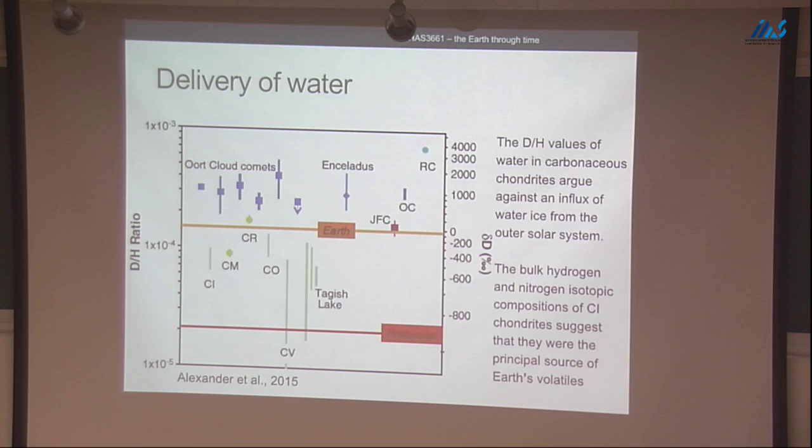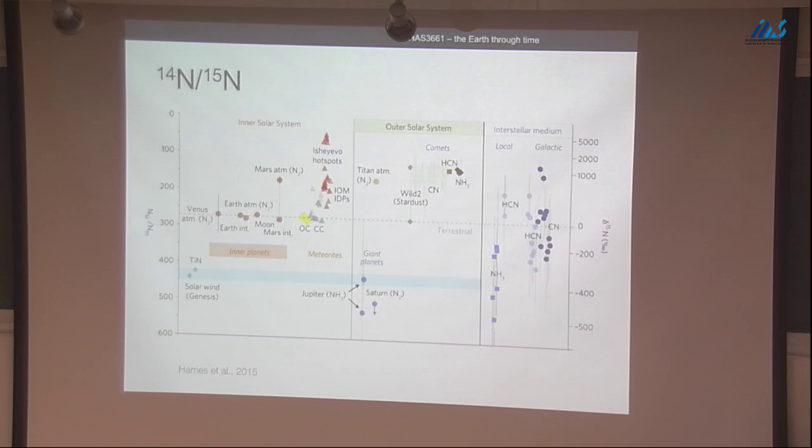And a very similar conclusion can be found actually for nitrogen. What we're looking at here is the isotopic ratio for nitrogen. Also in this particular case, the value for the Earth is quite similar to the one of the chondrites.